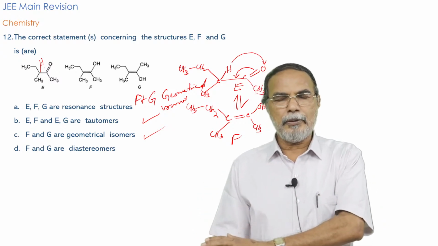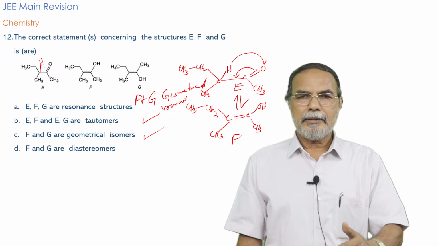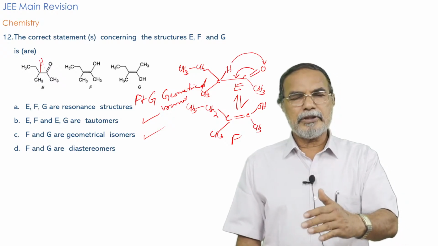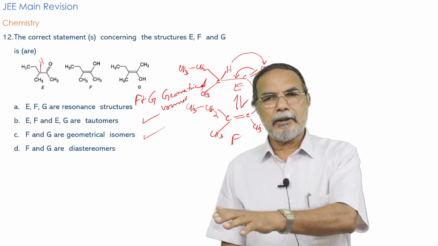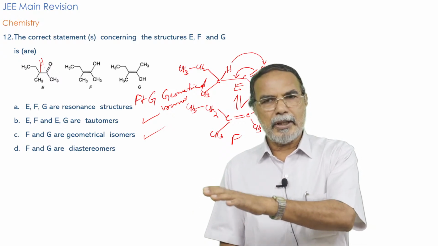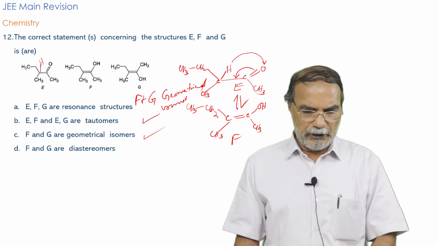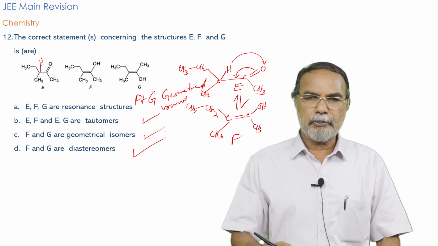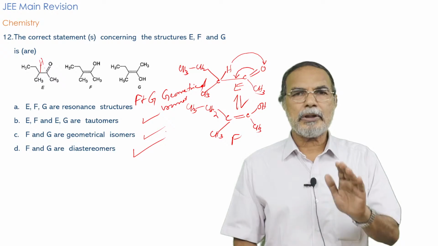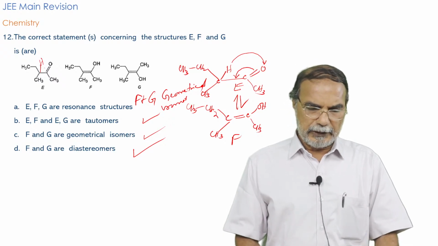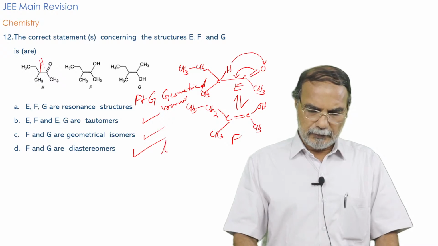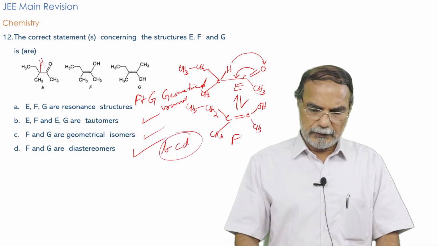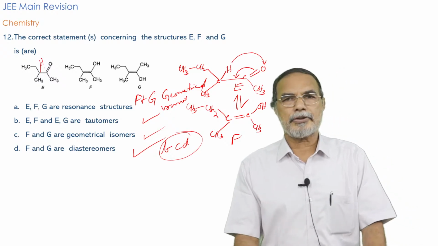And therefore, in the present case, the geometrical isomers which are not mirror images of each other can also be included in the category of diastereomers, and therefore F and G are diastereomers. That statement is also correct. So you have again a more than one answer type question. You have B, C, D. The three answers are correct for this question.